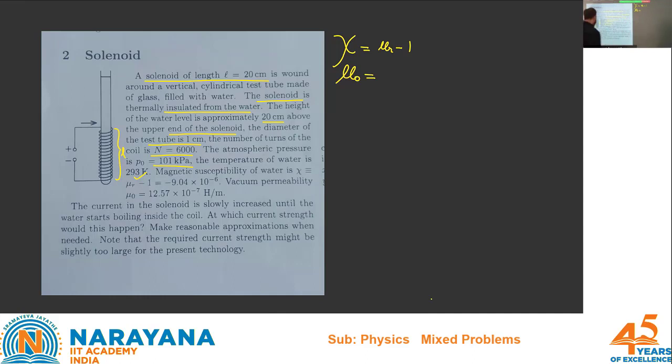So what is the question like? The current in the solenoid is slowly increased, so we increase it, until the water starts boiling inside the coil. So you were asked, at what current strength would this happen? And obviously you have to take reasonable approximations when needed.